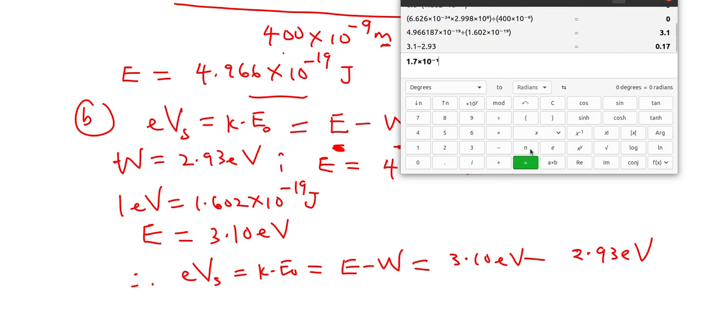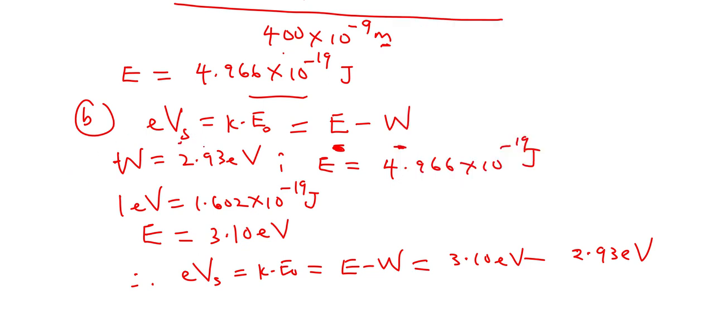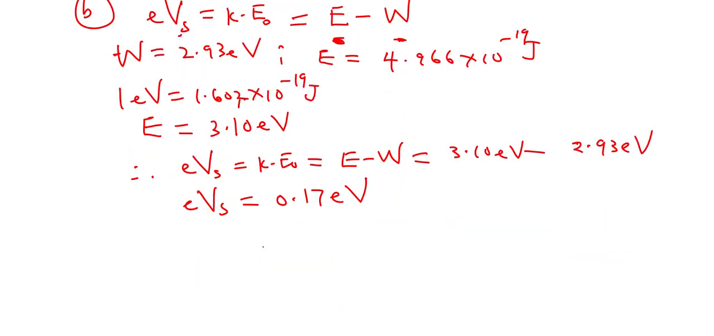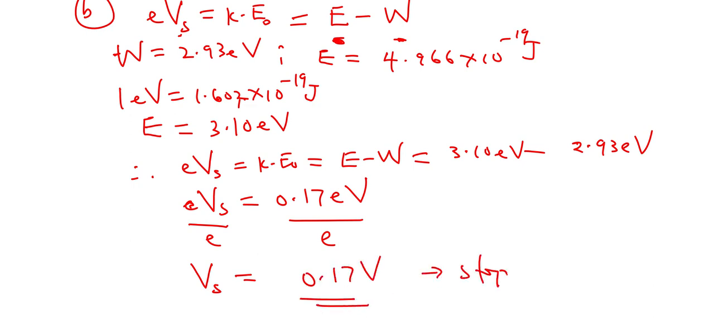That will give us 0.17, so eVs equals 0.17 electron volts. But we have to calculate the stopping potential, so you just divide by e, removing the electron volts, so that you have only Vs, which equals 0.17 volts. This is the stopping potential. It is the potential that you have to apply to stop the movement of the photoelectrons.